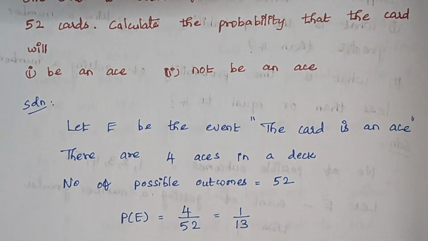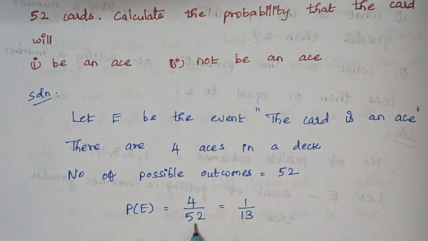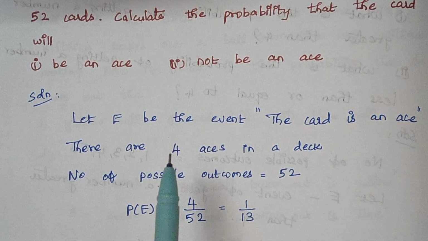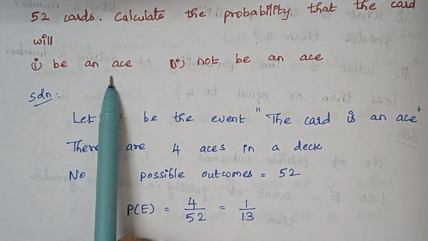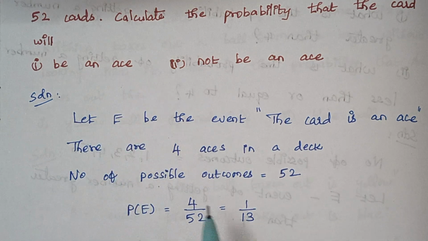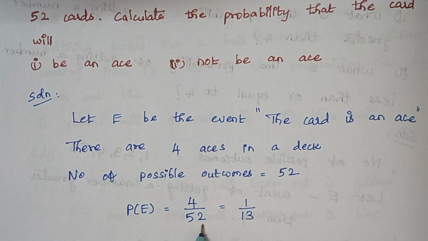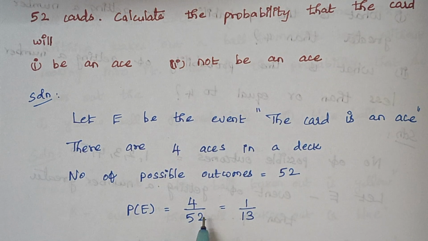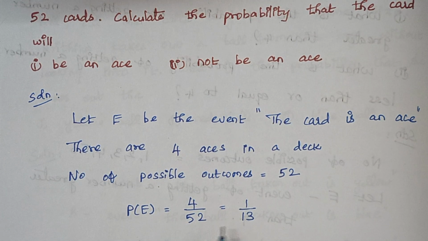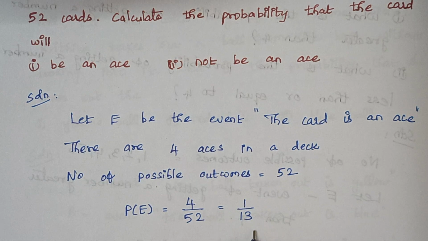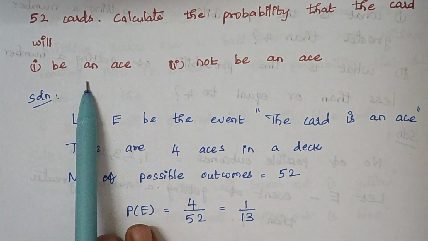Therefore the probability of E is 4 divided by 52 because here the question is we have to select an ace among the 52 cards. So the total number of possible outcomes is 52. And how many ace cards are there in total? Only 4. Therefore here the probability is 4 by 52 and once you cancel here the answer is 1 by 13. Okay, this is your first option.